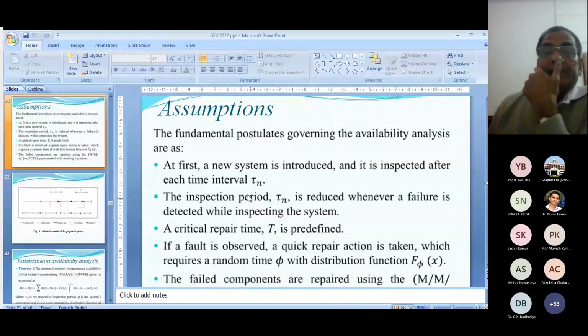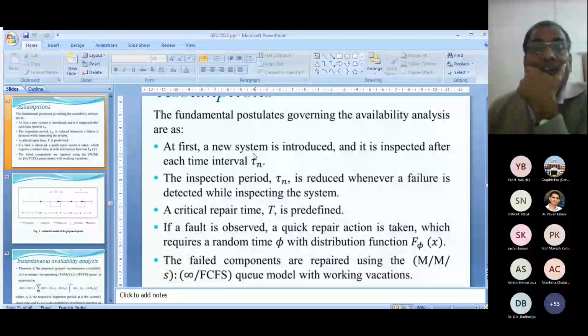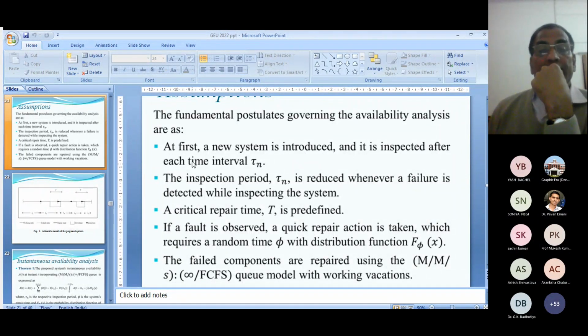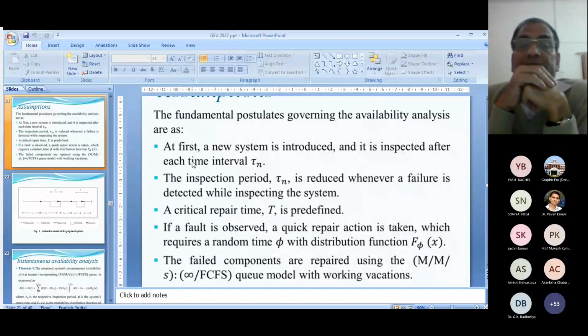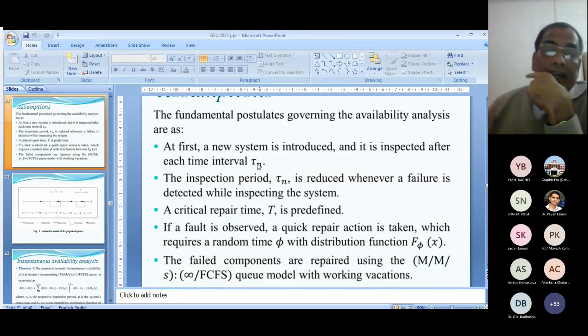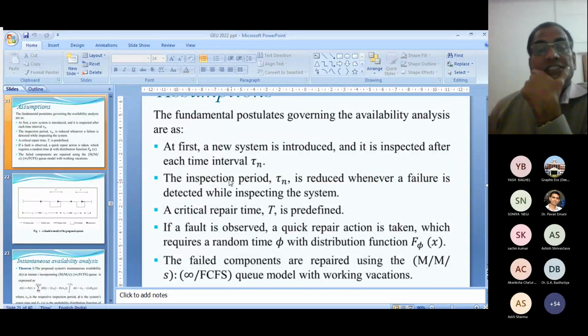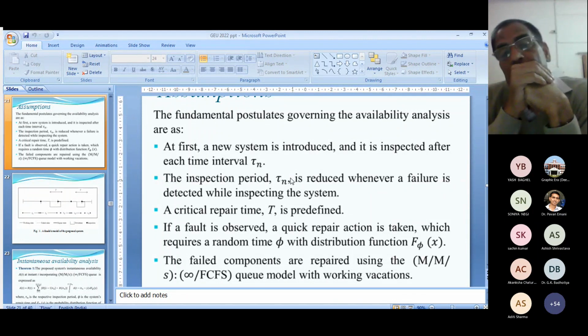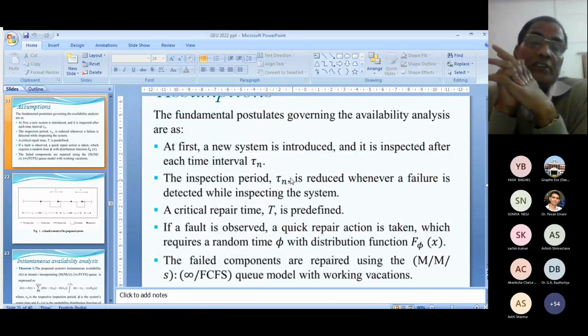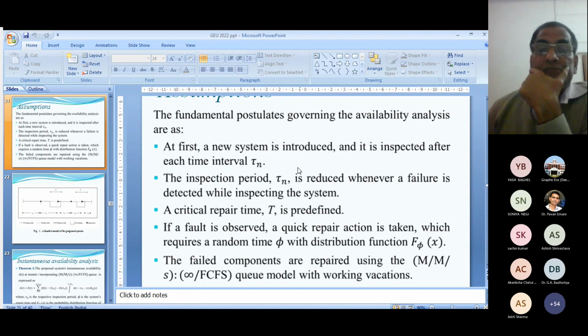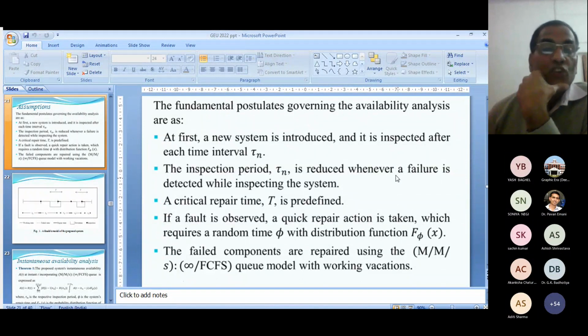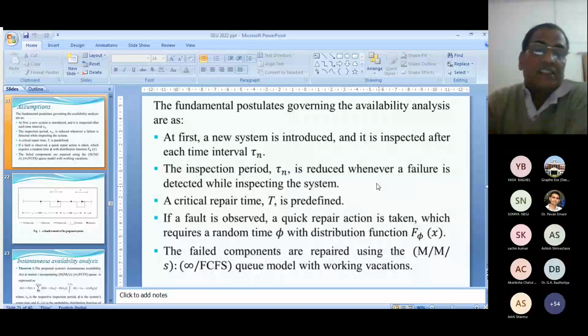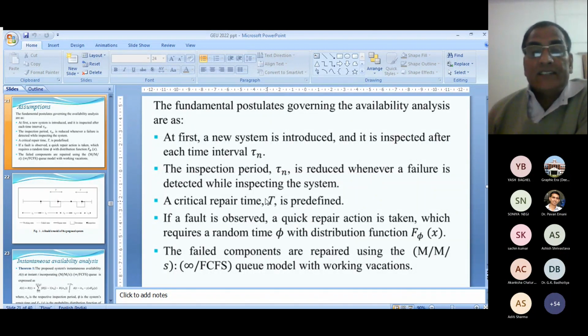What are the assumptions or fundamentals taken in this derivation? First, let us suppose that the inspections are performed at the interval tau n. But as said, the inspection period is not fixed; it is not certain. To incorporate that, what is decided? Let the first inspection be at tau n, and we inspect at intervals of tau n, but whenever we find a failure in the inspection, we reduce the inspection period afterwards. Next time again we continue with that period, but whenever we find a failure, we again reduce the inspection period. This is what we will incorporate in the theorem which we are going to derive in the future, just after these slides. And the critical repair time t is defined as I said earlier.